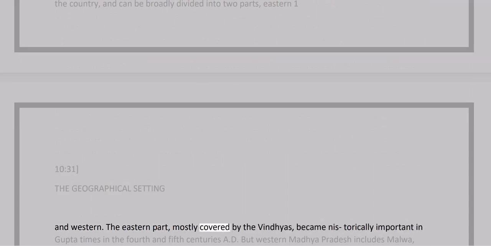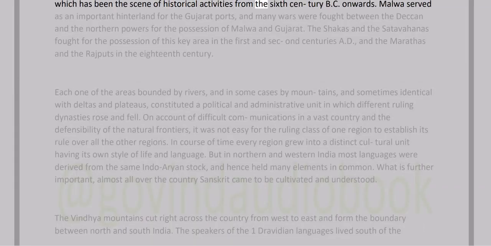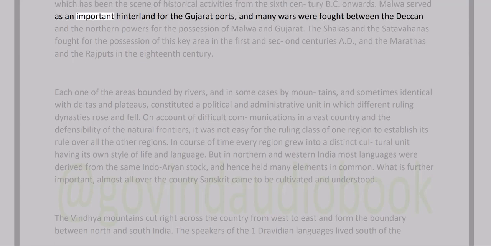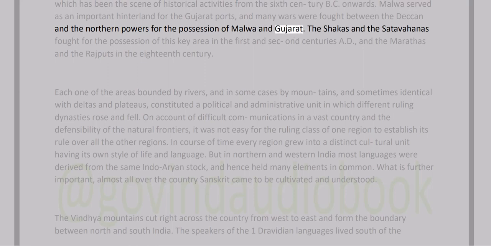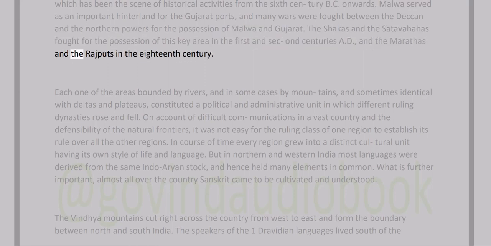The eastern part, mostly covered by the Vindhyas, became historically important in Gupta times in the 4th and 5th centuries AD. But western Madhya Pradesh includes Malwa, which has been the scene of historical activities from the 6th century BC onwards. Malwa served as an important hinterland for the Gujarat ports, and many wars were fought between the Deccan and the northern powers for the possession of Malwa and Gujarat. The Shakas and the Satavahanas fought for the possession of this key area in the 1st and 2nd centuries AD, and the Marathas and the Rajputs in the 18th century.